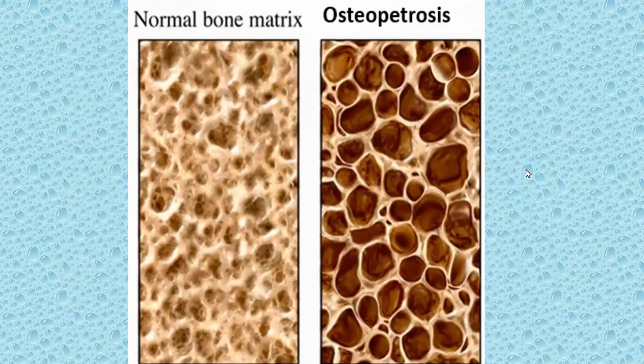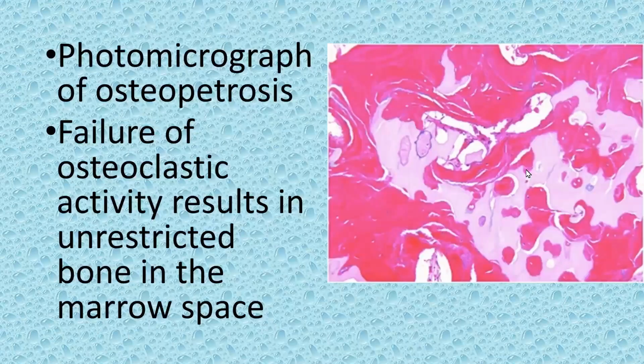This shows you the bone, the trabeculae, of how thick it is compared with normal bone matrix. This is a photomicrograph of osteopetrosis. You see, very rarely we see osteoclasts along the trabeculae. They don't exist. There's failure of osteoclastic activity resulting in unrestricted bone in the marrow space.